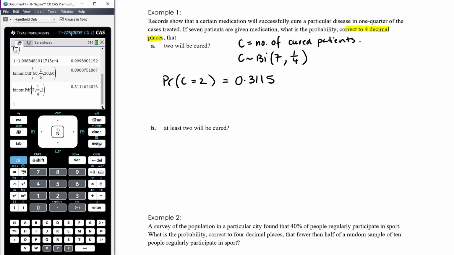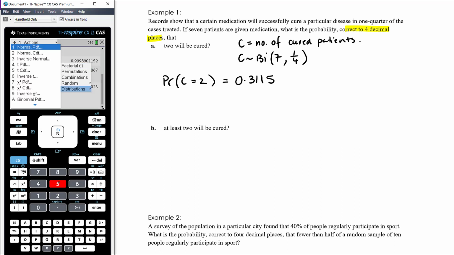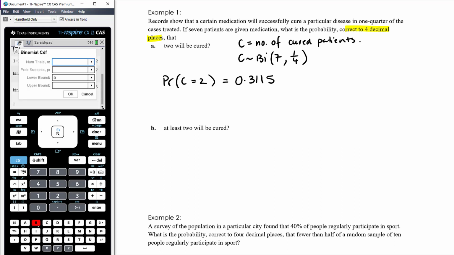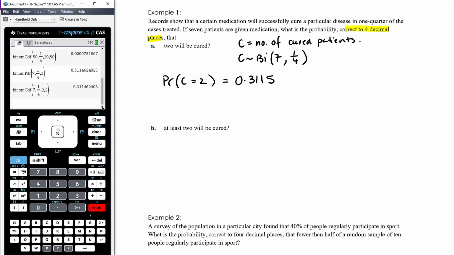I just want to be clear about that. Even if you've got just the one x value, you can, if you choose, always use menu 5, 5, B, the cumulative density function. And when you do that, n is still 7, probability of success is still 1/4, or you could type 0.25, you would just simply type the lower bound and upper bound as both being 2. So if you want, you could always use menu 5, 5, B, regardless of whether it's a cumulative distribution or just one particular value.